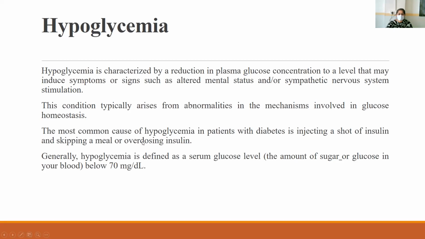So, the most common cause of hypoglycemia in patients with diabetes. Usually this happens to a diabetic patient. Why? Because of injecting a shot of insulin and skipping a meal, or overdosing insulin. You must be familiar with somebody in your family who is diabetic or who might be taking insulin. Remember that the doctor always tells you to take the insulin injection before the food.